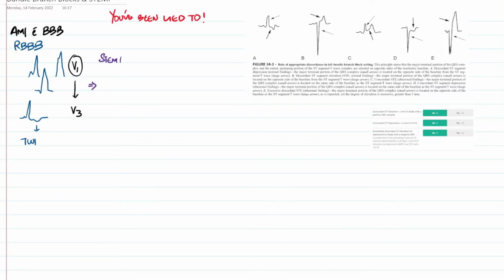Now if you have a STEMI in the setting of a right bundle branch block, this is fairly straightforward. You will have the ST elevation in the corresponding leads. I have also mentioned in one of my previous videos that the initial septal R wave can be lost in the setting of STEMI as well with the right bundle branch block.